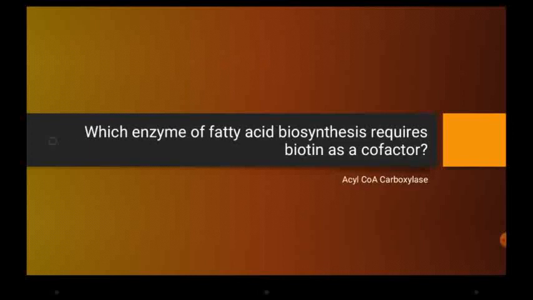The next question, which should be the last one: which enzyme of fatty acid biosynthesis requires biotin as a cofactor? Acetyl coenzyme A carboxylase. And that's the answer to this question.